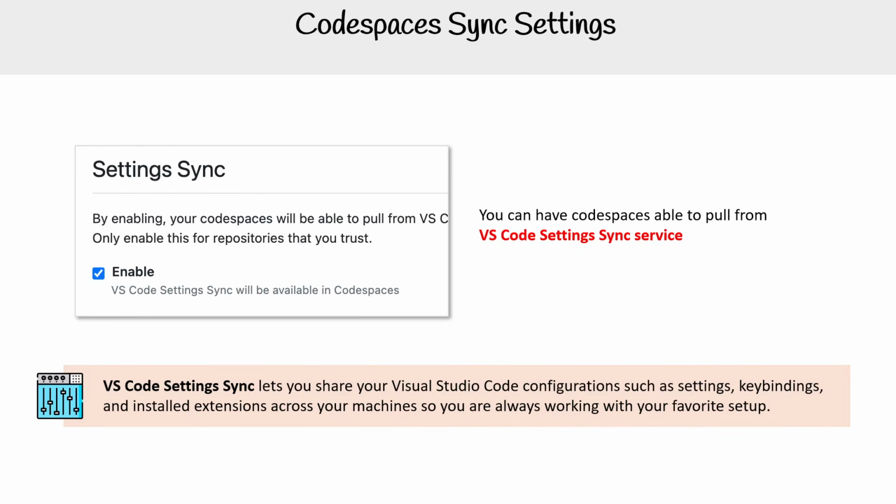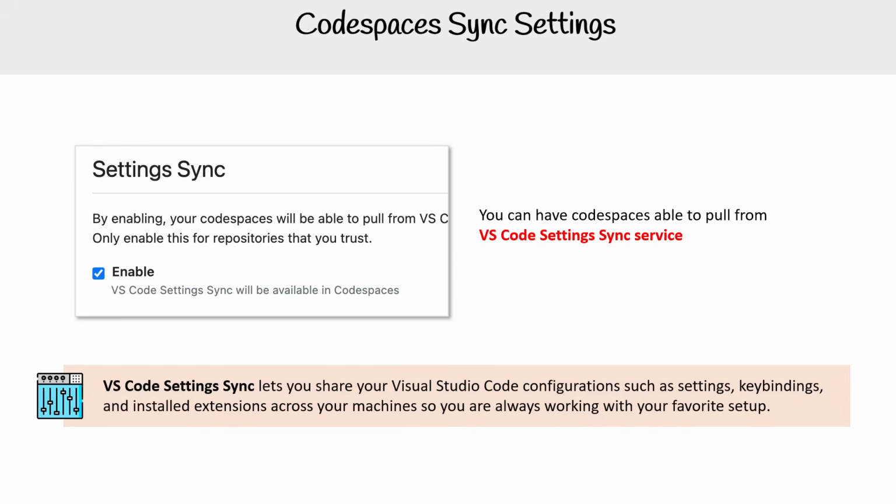VS Code sync settings lets you share your Visual Studio Code configurations, such as settings, key bindings, and installed extensions, across your machines so you're always working with your favorite setup. This has not worked so far for me. I don't know what I'm doing wrong, but it is an option. I have it turned on in my account.